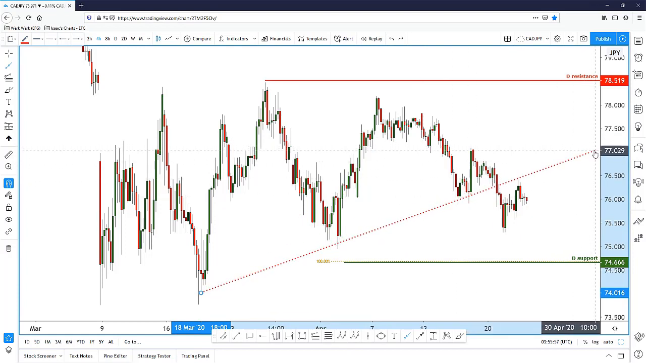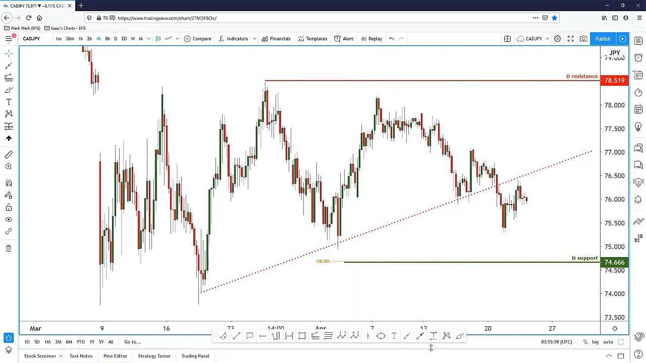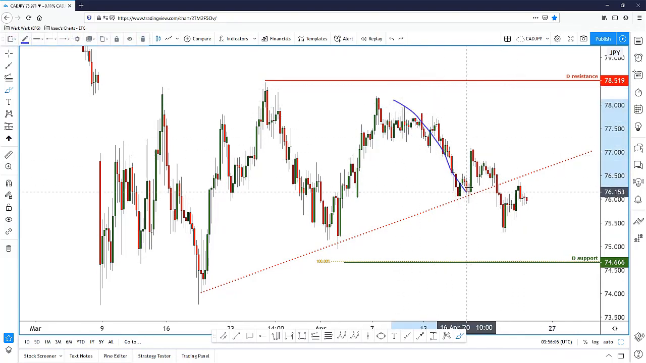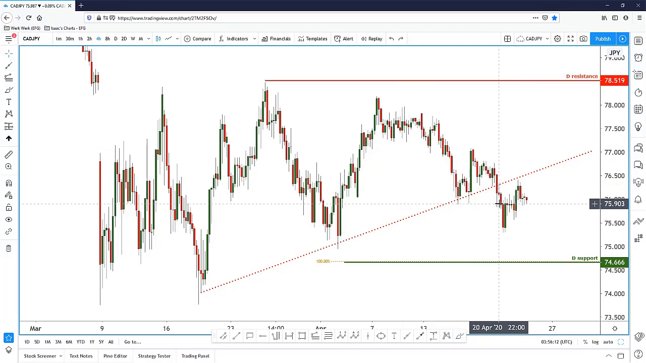price has already broken this trend line here, right? Instead of holding above the trend line to make a push up, what price has done is price went down, came back up, broke it, and came back to retest the trend line. Okay, so what we can do is we want to look for an entry to go short, right?